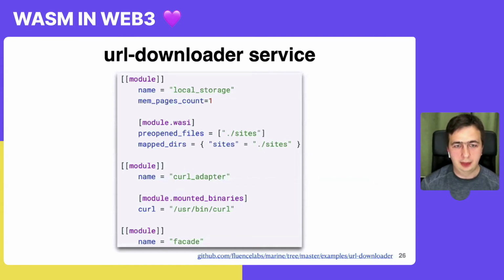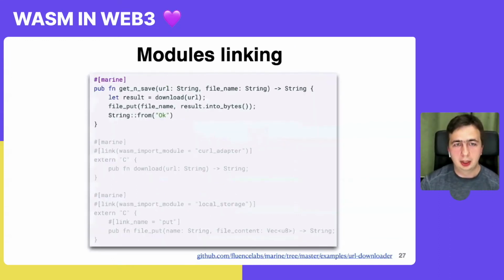Previously, I covered where to download the service and showed the config for it. And here, let's see how it looks from a code perspective. Remember that it consists of 3 services. They're just really simple ones and contain 20 lines of code. This function is from the facade module. This function allows you to download some bytes from a URL with curl, and then save them within a file.